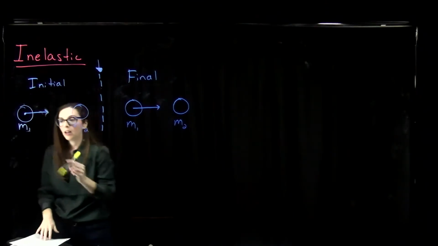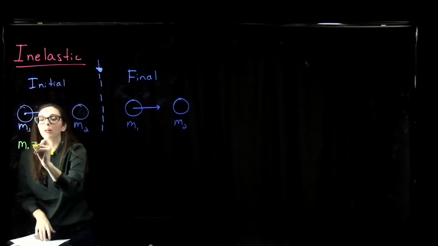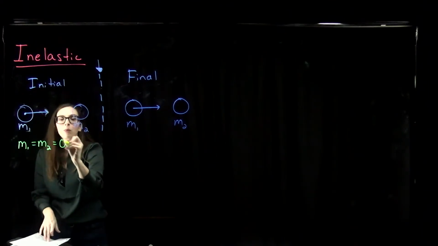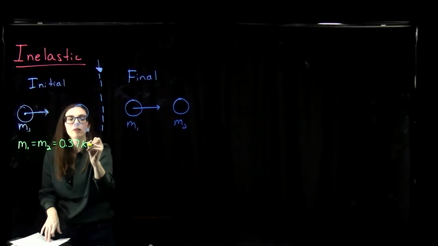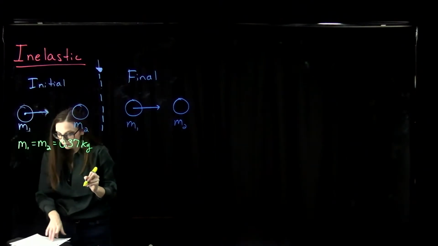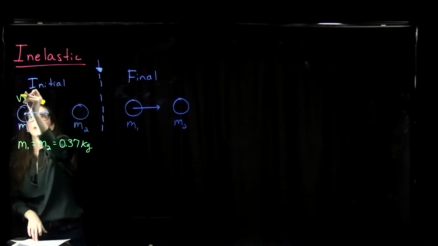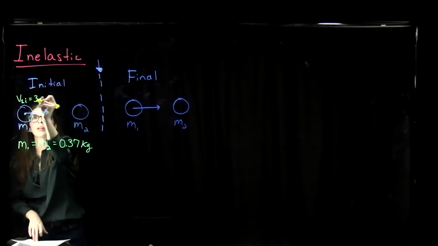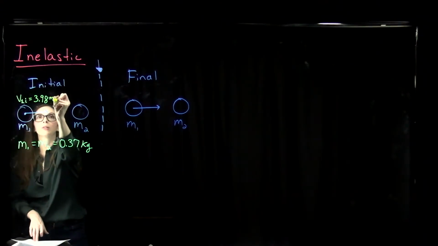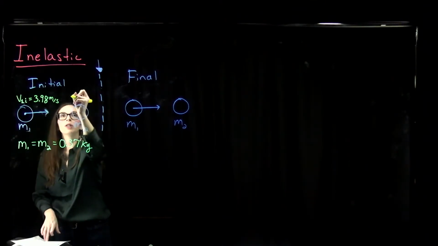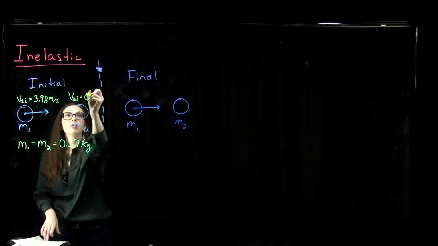It's telling me that both of my billiard balls are actually the same mass. So M1 is equal to M2, that's 0.37 kilograms. It says that my first billiard ball is moving at 3.98 meters per second. So I'll call that V sub 1 initial equals 3.98 meters per second. And we said that this second mass was initially at rest. So V sub 2 initial equals 0 meters per second.